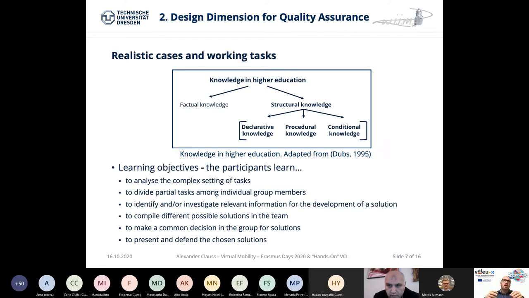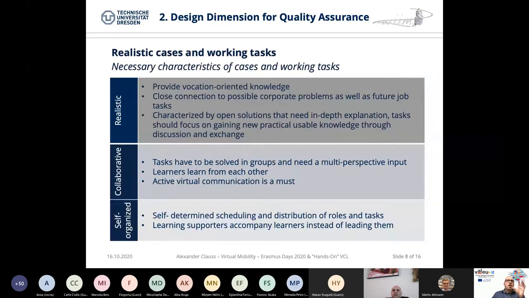Our learning objectives are very general for all VCL programs: that the participants learn to analyze big, complex tasks, to divide those big tasks into partial tasks, to identify or investigate relevant information and develop a solution, to compile different views on the solution and discuss them, make a common decision for a group solution, and then at the end to present and defend their chosen solution in some way.